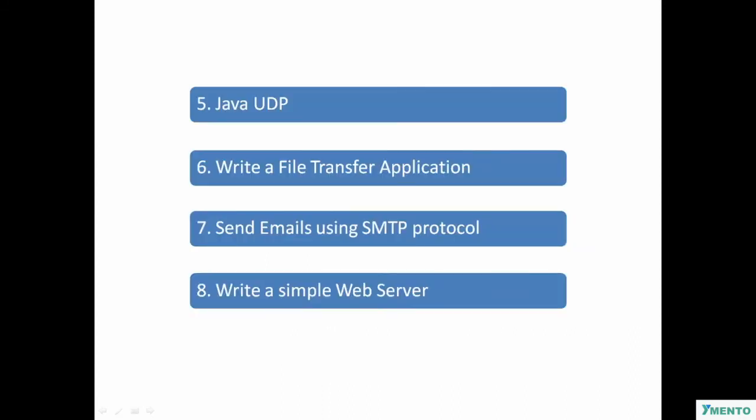In the next chapter, we are going to find out the difference between TCP and UDP, the most used transport layer protocols. Again, we will code together a UDP client and a UDP server, and we will see how a UDP server reacts when multiple clients try to communicate with it. In the next 3 chapters, we will learn how to create a file transfer application, how to send an email using the SMTP protocol, and how to write a simple web server in Java.